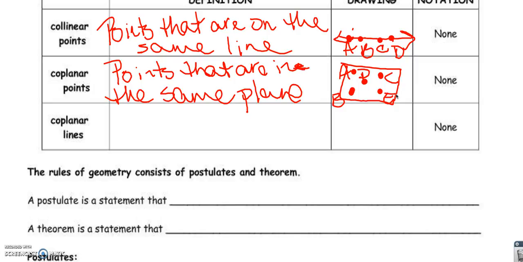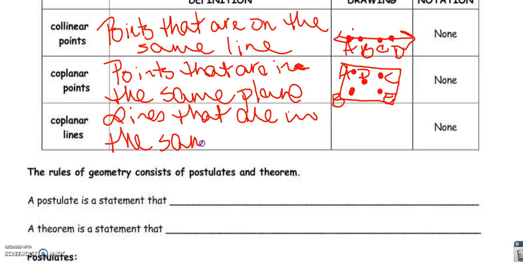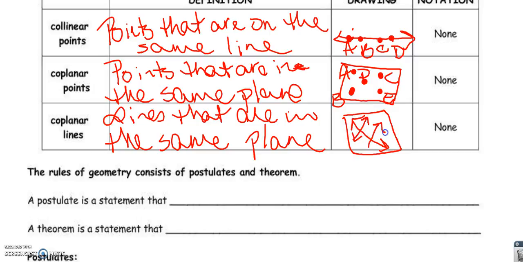And then coplanar lines are lines that are in the same plane. So you draw your plane. Notice it can tilt either way. And you have a line, and you have more lines. And as long as they're on that same plane, they're coplanar.